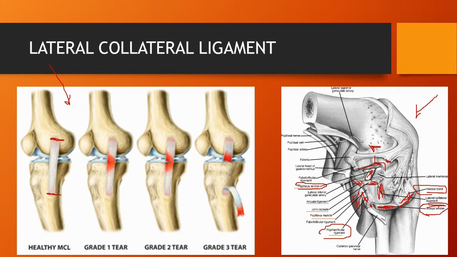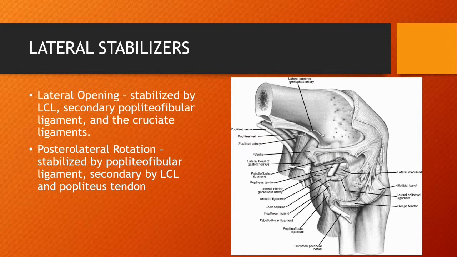So let's talk about the physical examination of these structures. And because there are so many structures involved in the lateral aspect of the knee, our physical examination is going to have to include several maneuvers to assess these structures. So to begin, lateral opening, in other words, resistance to varus forces, that's stabilized by the lateral collateral ligament with secondary restraint provided for by the popliteofibular ligament here.